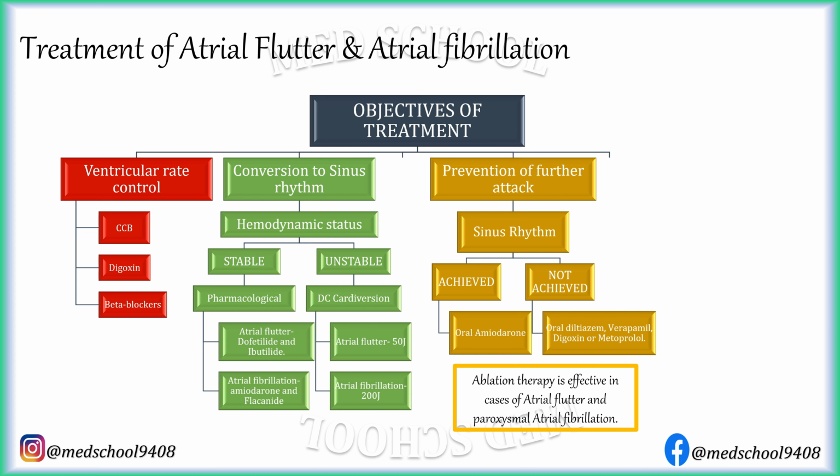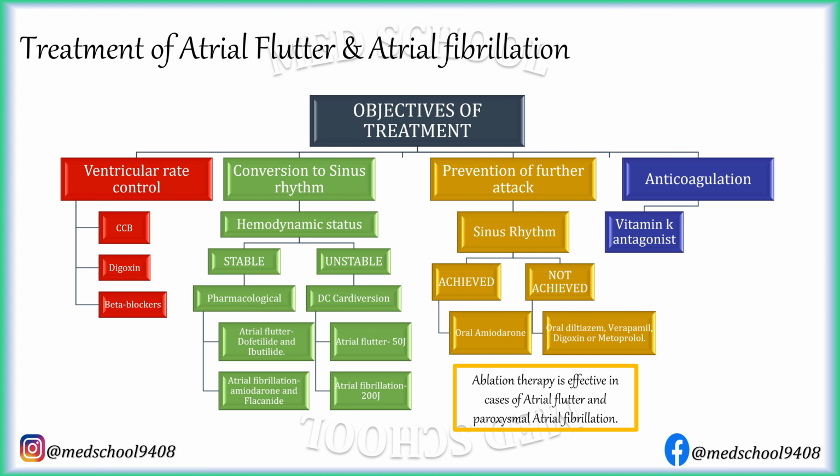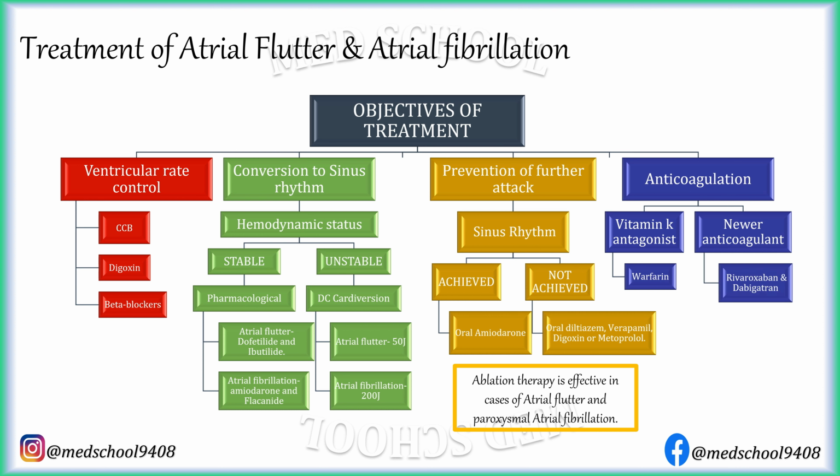In atrial flutter and especially in atrial fibrillation, the atria do not contract properly, leading to sluggish blood flow, which in turn leads to increased risk of clot formation. This clot can dislodge from the atria and can cause thromboembolic phenomena in the form of stroke, myocardial infarction, mesenteric ischemia, etc. So, fourth objective of treatment is adequate anticoagulation. Vitamin K antagonists like warfarin or newer anticoagulants like rivaroxaban and dabigatran can be used.